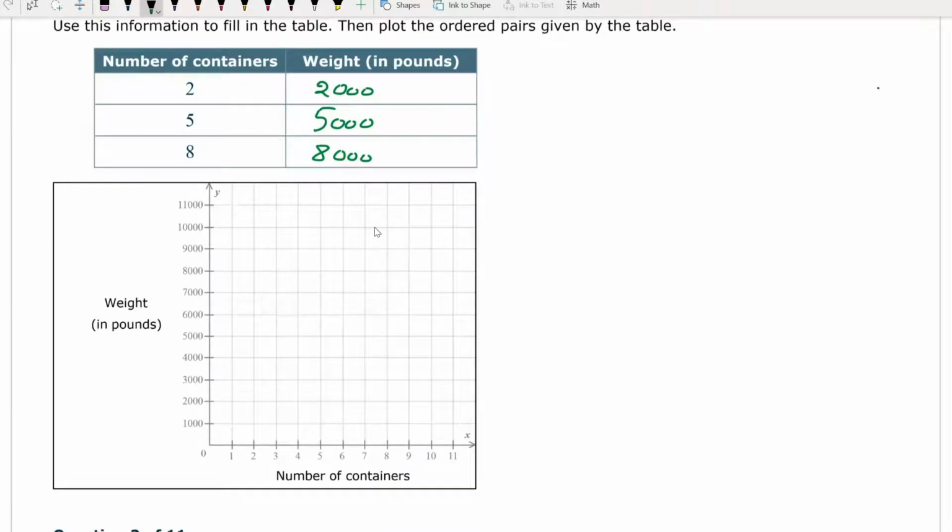Okay, what we're going to do next is plot these points on the x and y coordinate plane. So we have 2 containers weigh 2,000 pounds. 5 containers weigh 5,000 pounds. 8 containers weigh 8,000 pounds. And that would be it.